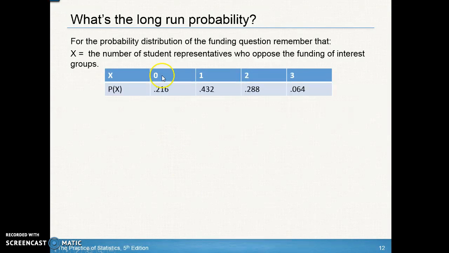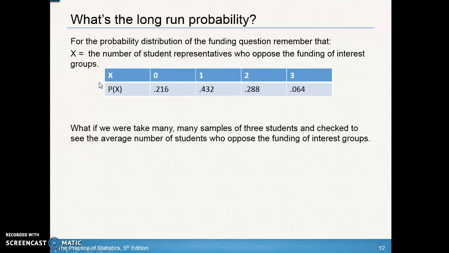Okay, so let's just take a look at some long-run probability. So for the probability distribution of funding question, remember that X was the number of student representatives who oppose the funding of interest groups. Here's our table that we talked about on the previous question. So what happens in the long run? What happens if we take many samples of 3 students and check to see the average number of students who oppose the funding of interest groups?